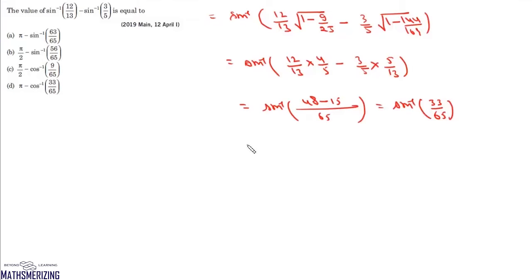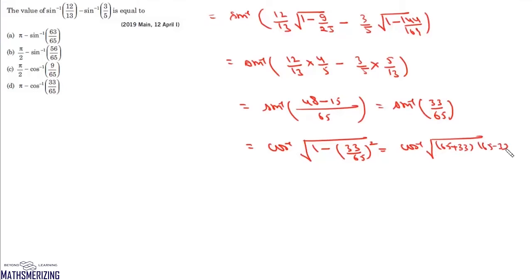So what we'll do is we'll try and change it into cos inverse. So we can write this as cos inverse of under root of 1 minus 33 upon 65 whole square. So it'll be cos inverse of under root of 65 plus 33 and 65 minus 33 upon 65 square. So it'll be cos inverse of 56 by 65, and we can write cos inverse as pi by 2 minus sine inverse of 56 upon 65, and that's your option B.